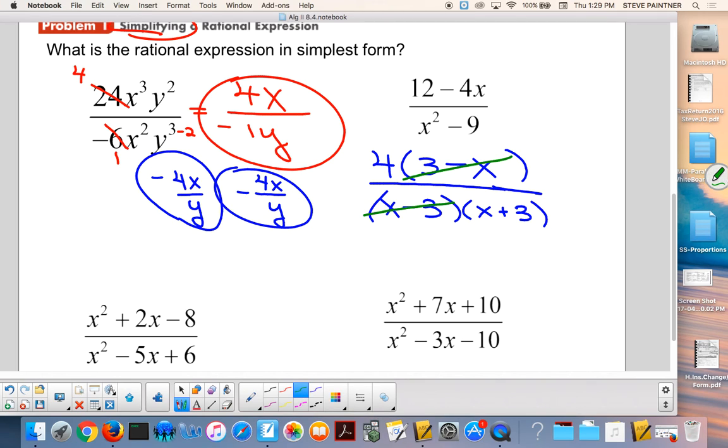I always go like that. I put the negative on top. And this is a monomial. This is a binomial. Don't touch it. So this is the answer, guys. You ready? On the top, it's 4 times negative 1. On the bottom, I just have what? X plus 3. That's it. A monomial and a binomial cannot even be talked about. Can't even touch it.